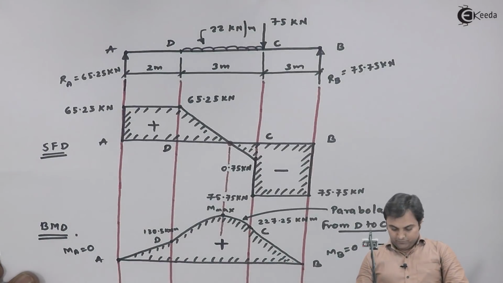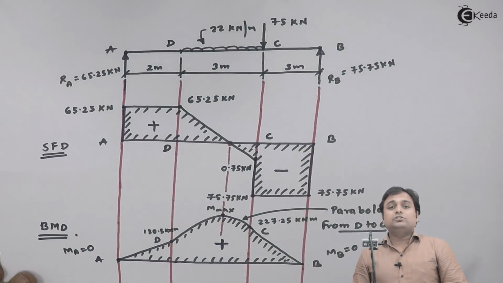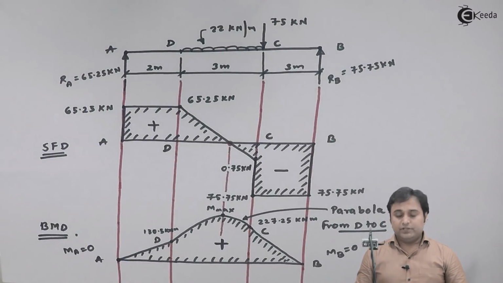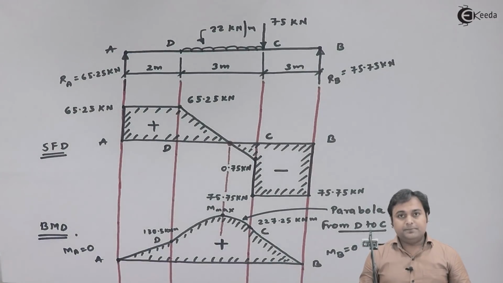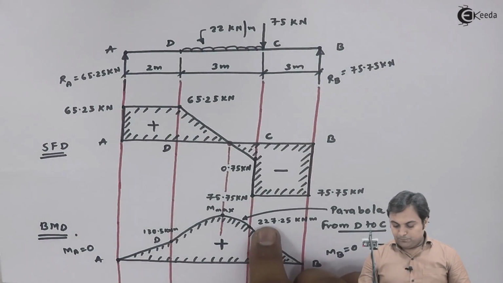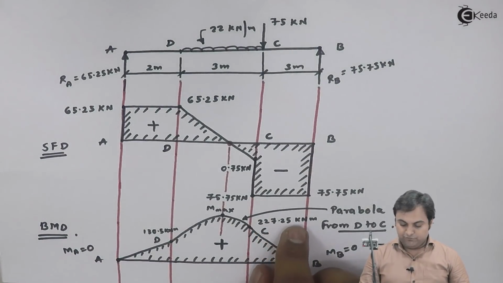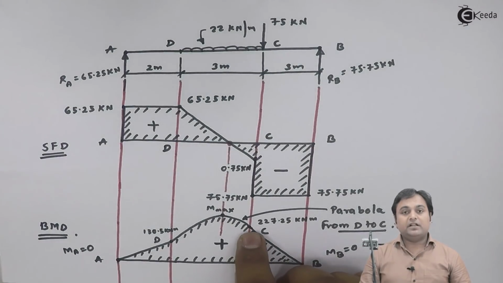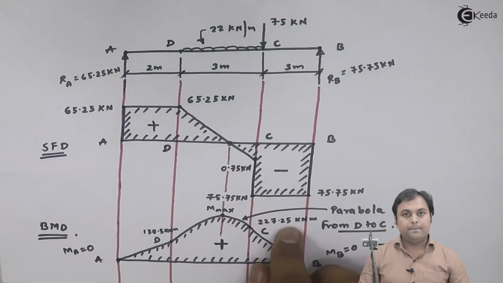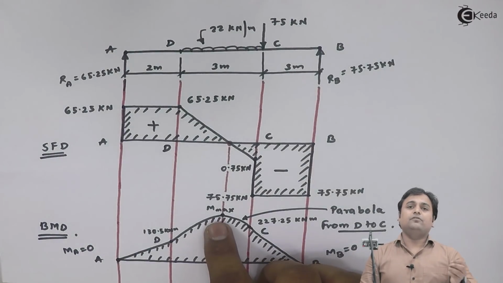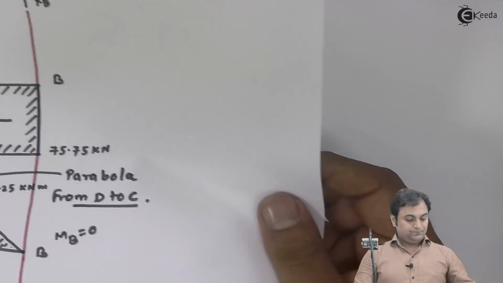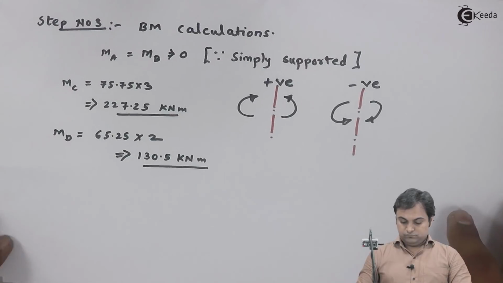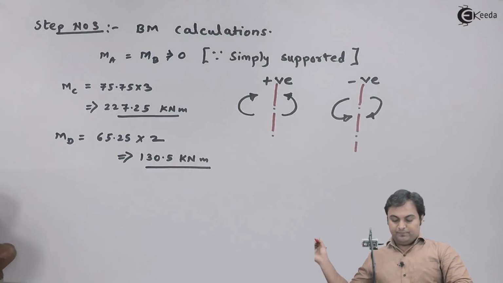Now after getting this bending moment diagram, this problem is not completed yet. Here we need to calculate the value of maximum bending moment, because we have calculated bending moment at A, B, C and D, out of which we can see at point C the bending moment is 227.25 kilonewton meter, but we are having a value which is more than 227, and that is the maximum bending moment. That value we have to calculate. So how to get that value? I would be writing here: calculation of maximum bending moment.